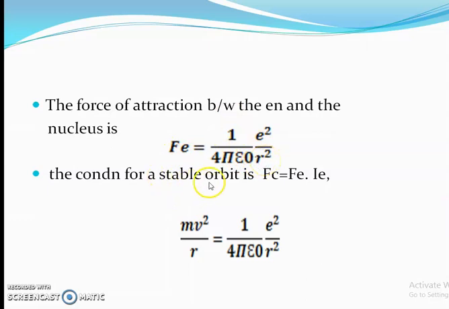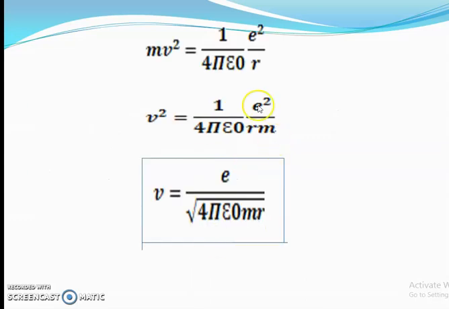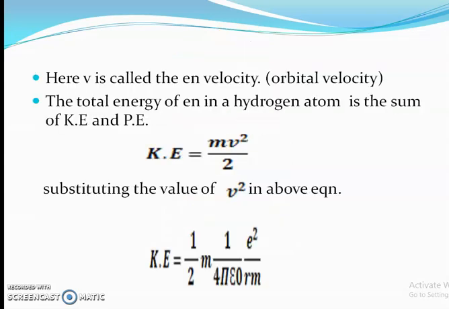Now the condition is Fc = Fe. I am equating mv^2/r = (1/4πε0) e^2/r^2. Now just maths, just rearranging. We get v = e/√(4πε0 m r). Remember this equation, we may use it while doing problems. Here v is called the electron velocity or orbital velocity.